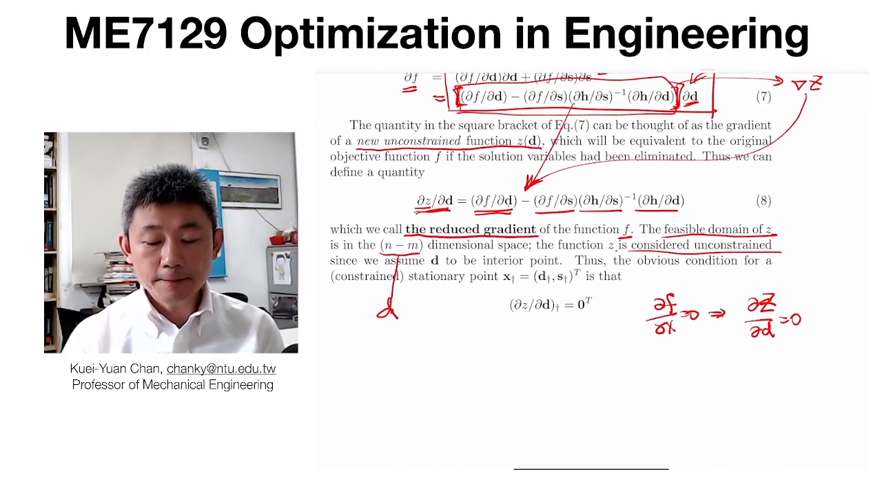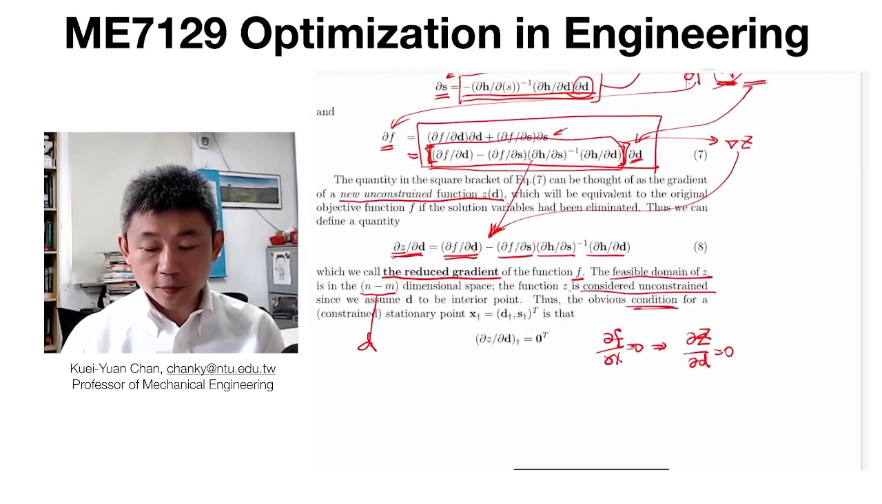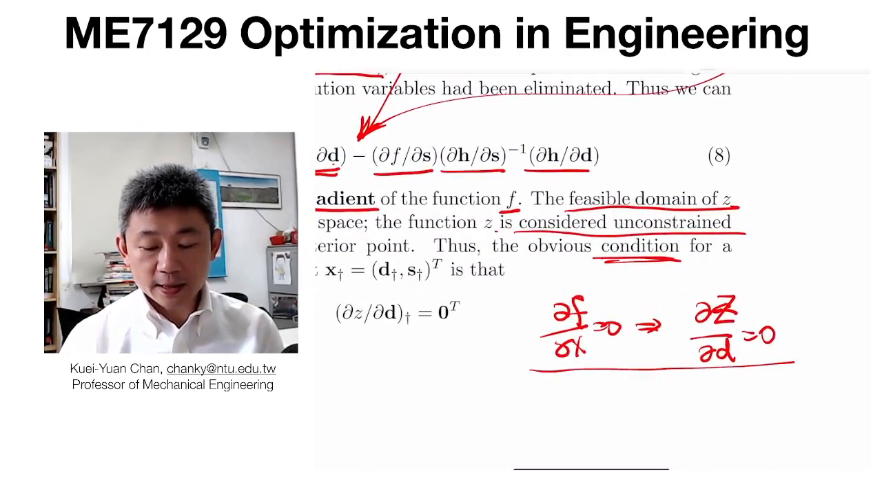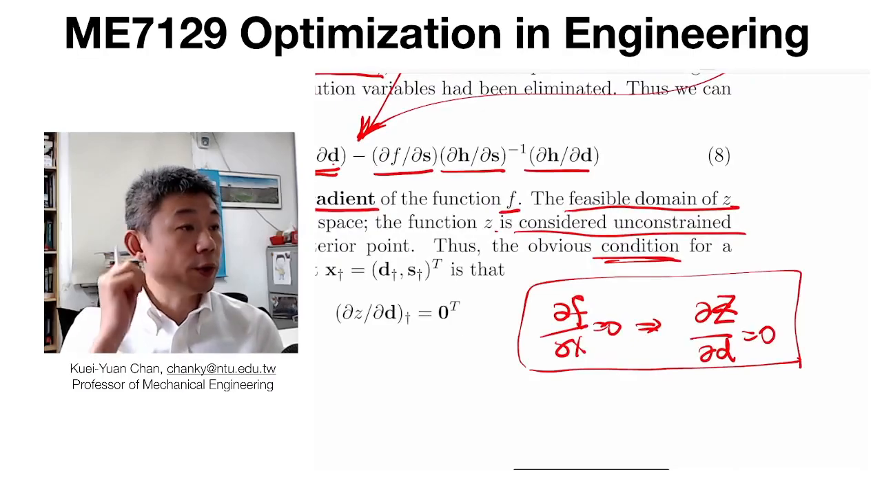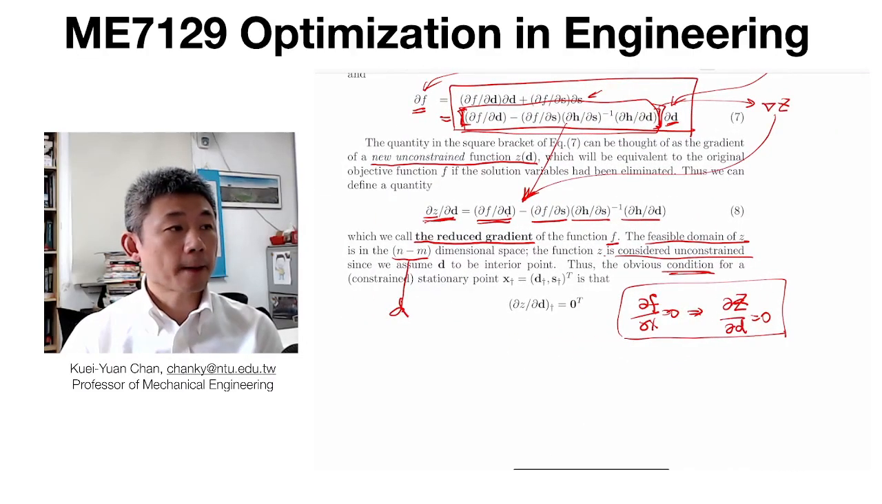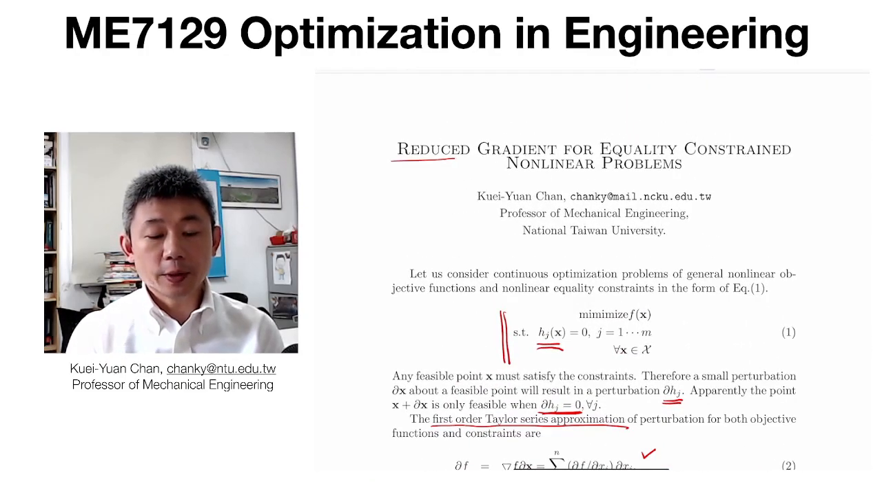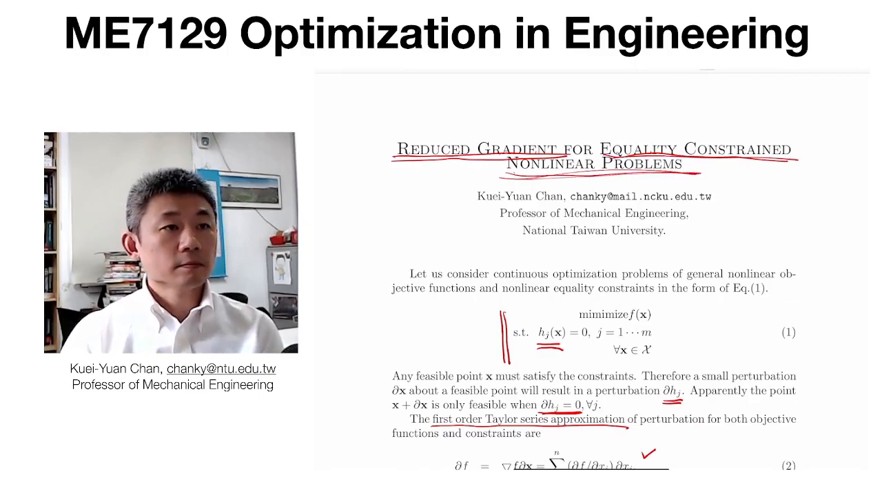All right, so that's the necessary condition. If we keep this form, then we know that this is what we call the reduced gradient, and we have the necessary condition. So this is what we call the reduced gradient, and it's for equality constraint nonlinear problems. If you have any questions, please let me know.